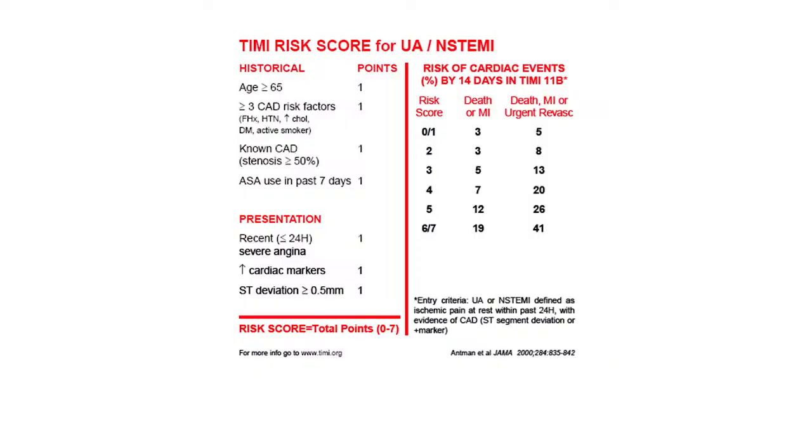And also aspirin use in the past 7 days. Coming to recent severe angina, they have defined severe angina as 2 or more episodes in 24 hours, together with increased biomarkers or an ST deviation of more than or equal to 0.5 mm, which could be elevation or depression. Then we will stratify the patient to see if there is any risk of death or MI, as well as whether the patient requires urgent revascularization or not.